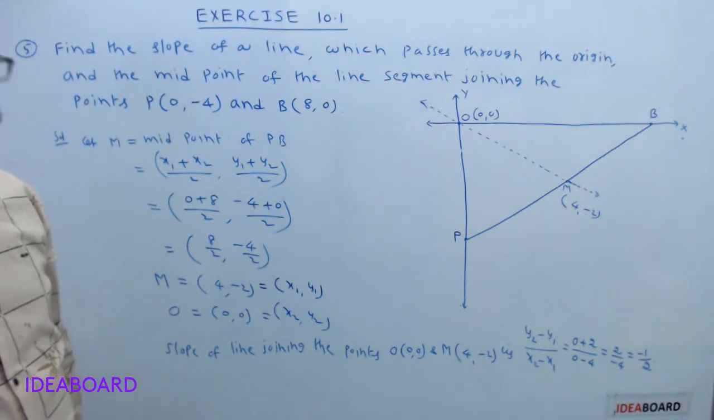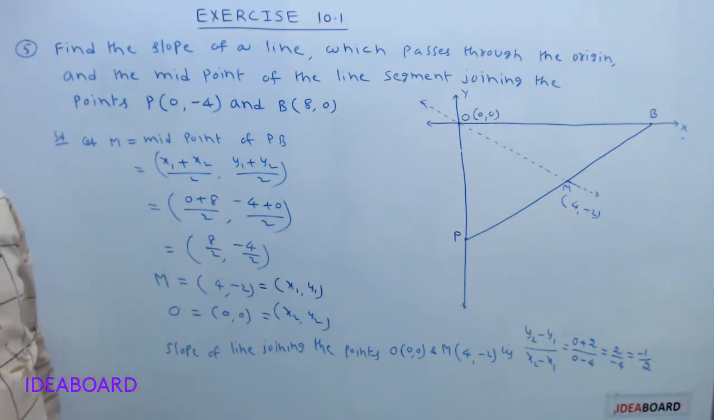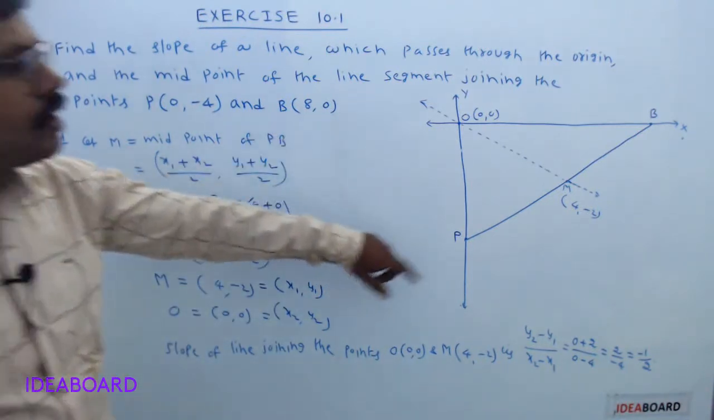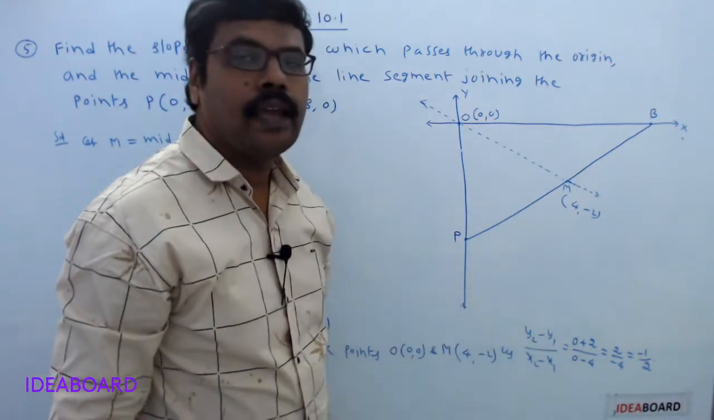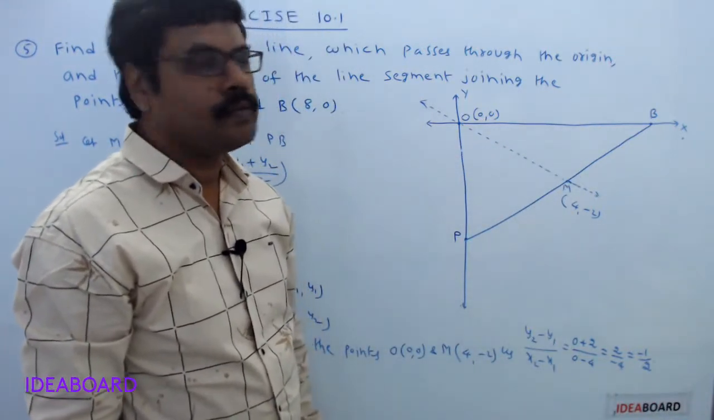So what is the final answer? Slope of line joining the points origin and midpoint of the points P and B is -1 divided by 2.